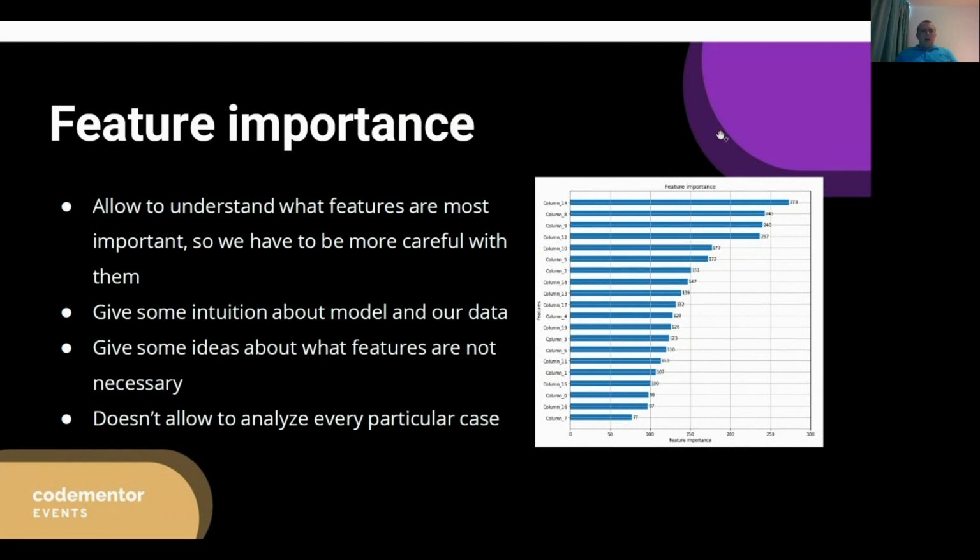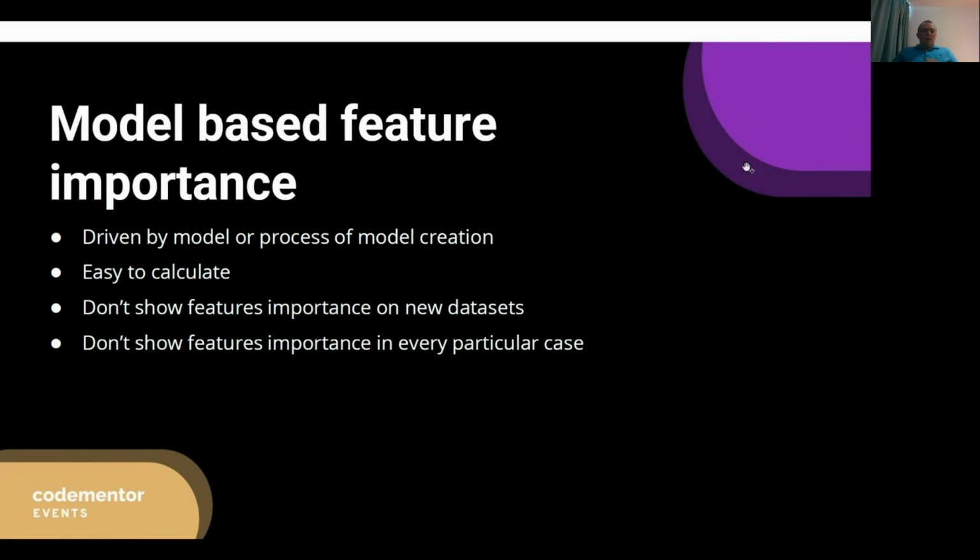So, from my perspective, there are two different groups of feature importance: model-based feature importance and data-driven, dataset-driven feature importance. From my perspective, there is a huge number of them, maybe thousands of different ways to create feature importance. However, model-based feature importance is driven by the model or the process of model creation.